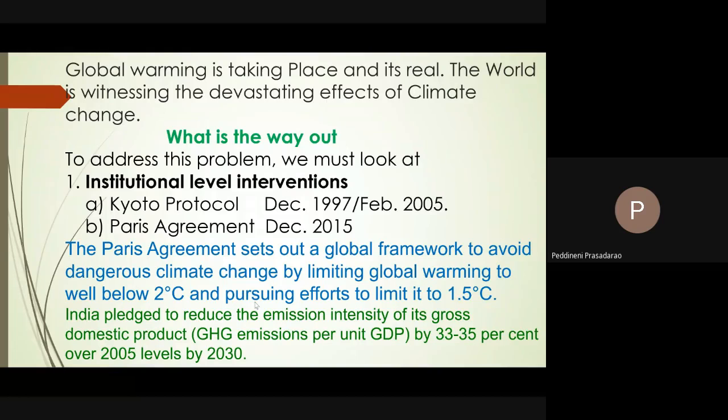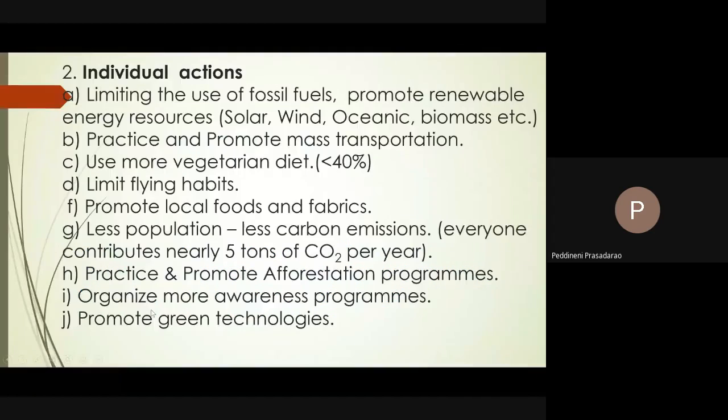And of course, to some extent people are trying to accept this particular Paris Agreement, and India pledged to reduce the emissions intensity of its gross domestic product by 30 to 35% over 2005 levels by 2030. That's why we are going for more and more renewable energy. So that is what exactly the Prime Minister of India has said in recent times.